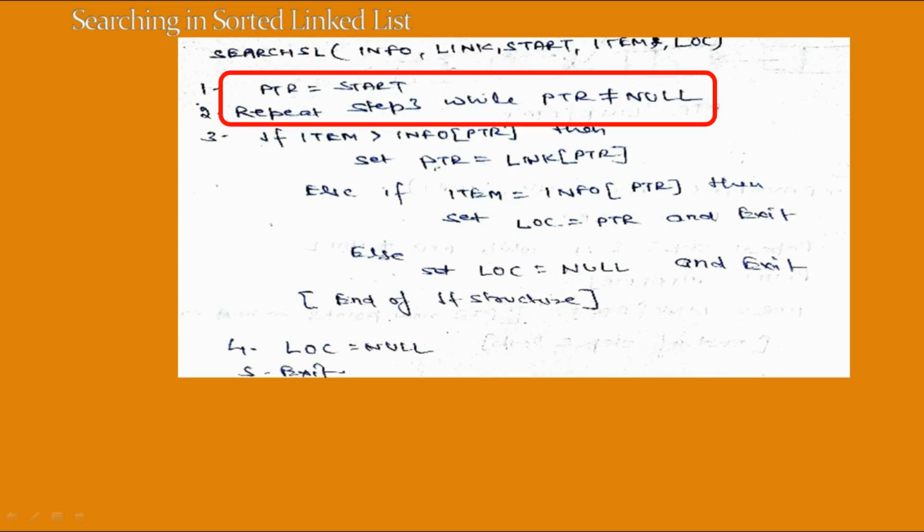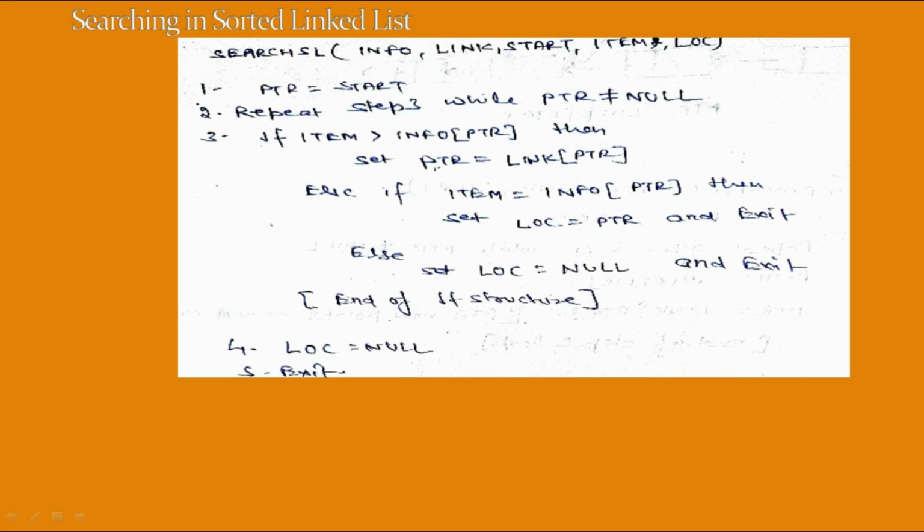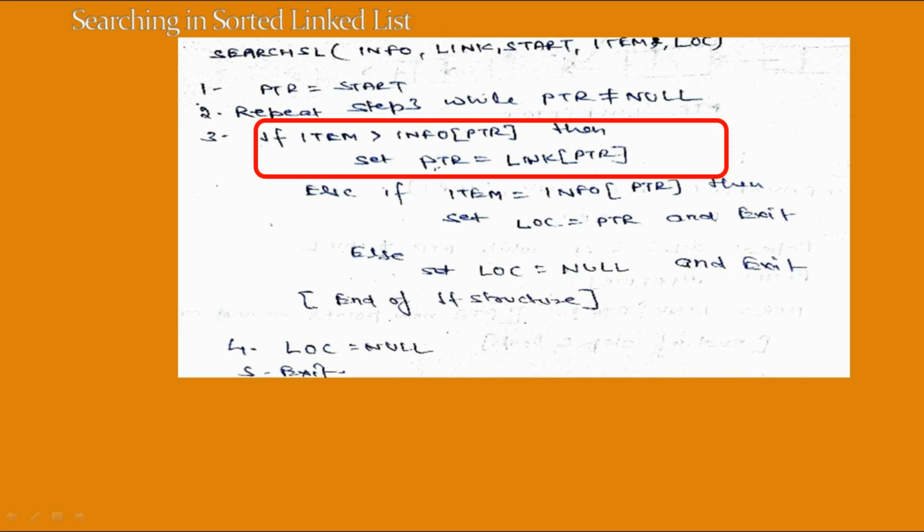The algorithm starts with the first statement PTR equals start, and then repeat step 3 while PTR is not null. As we know, if we want to access the info field of each node, we have to perform the traversing operation, and for traversing the loop is run for the condition PTR is not null. If the item is greater than the current info value, then the pointer is moved to the next node. That is done with the help of PTR equals link of PTR.